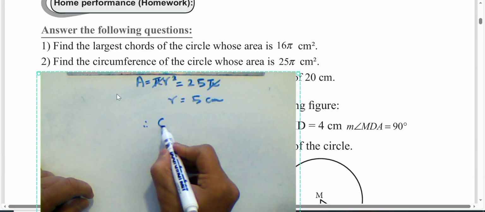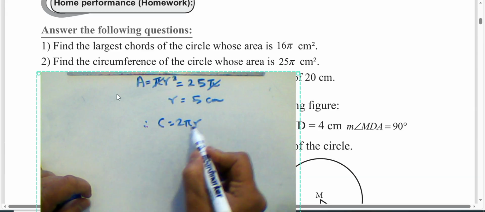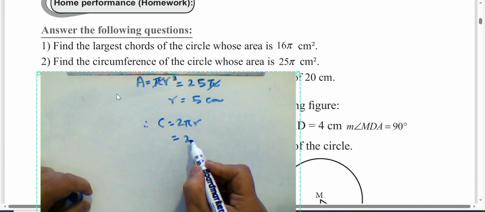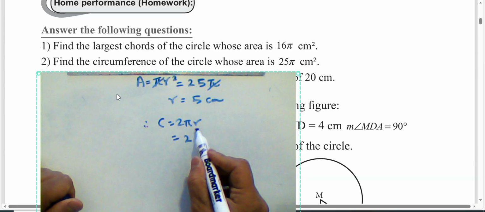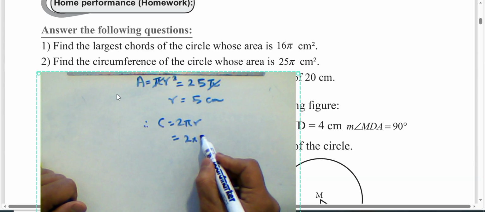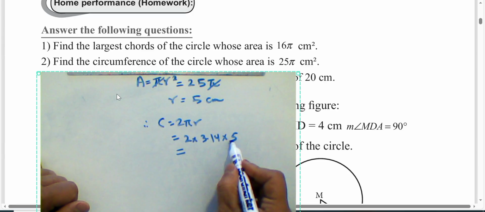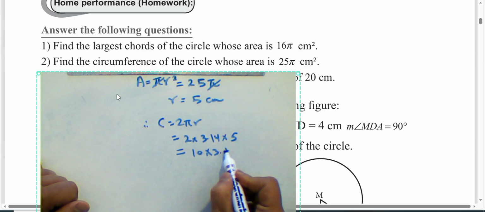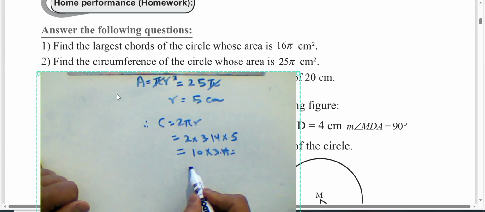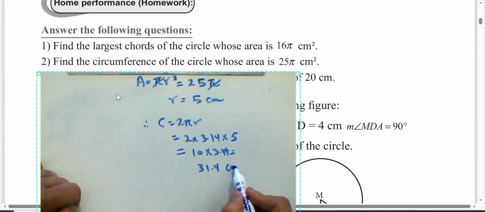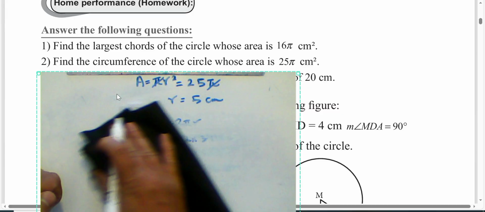Then the circumference of the circle equals 2 times pi times r. Pi here and radius 5. Pi is 3.14, times radius 5. Then 2 times 5 is 10. 10 times 3.14, move the point one place to the right. The result will be 31.4 centimeters, the circumference of the circle.